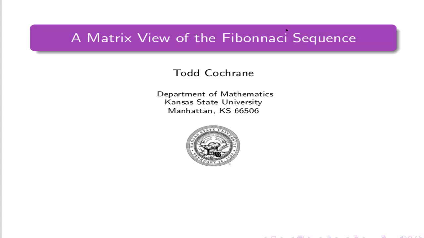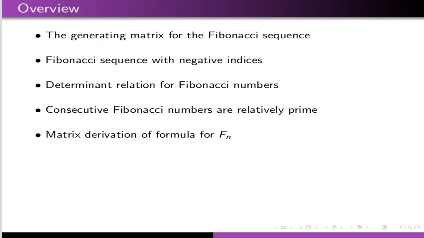There are a number of interesting identities for the Fibonacci sequence that can probably best be understood using a matrix point of view. In this section, we're going to look at the generating matrix for the Fibonacci sequence. We'll extend it to negative indices. We'll look at what I call the determinant relationship for the Fibonacci numbers. We'll show that consecutive Fibonacci numbers are relatively prime. And then we'll once again derive the formula for the nth Fibonacci number that we saw last time, this time using matrices.